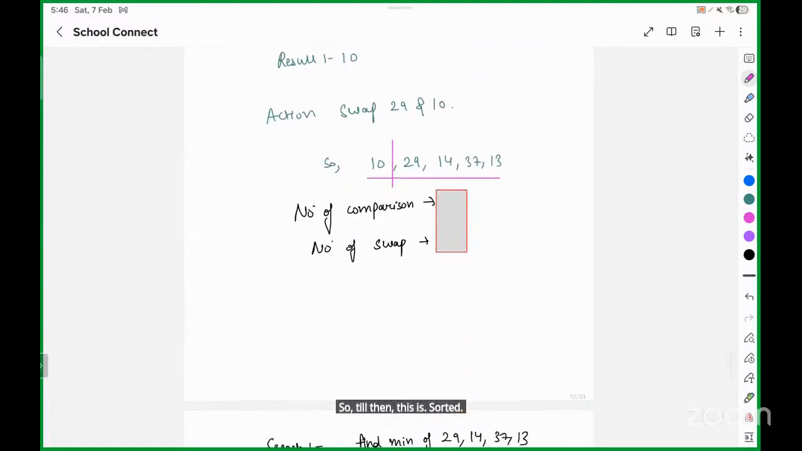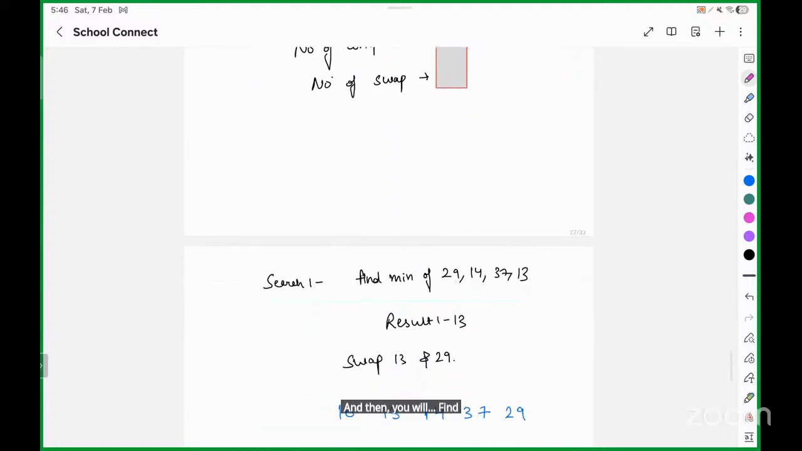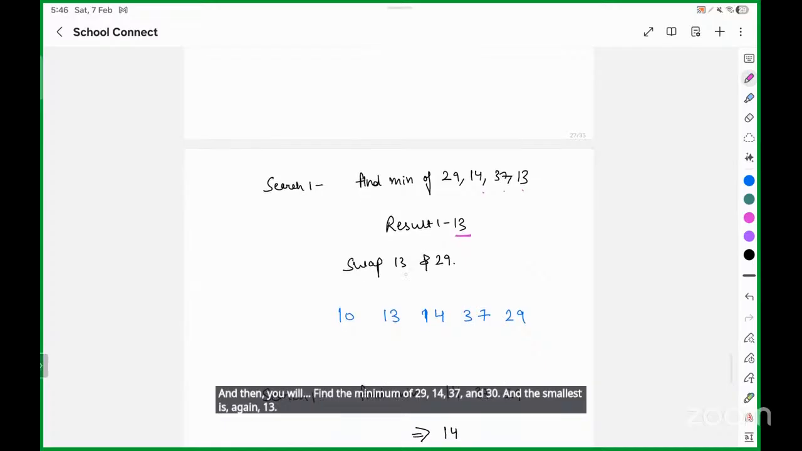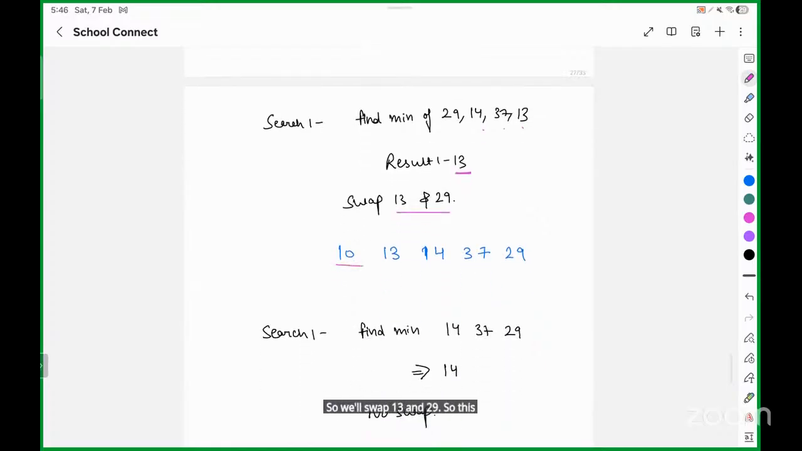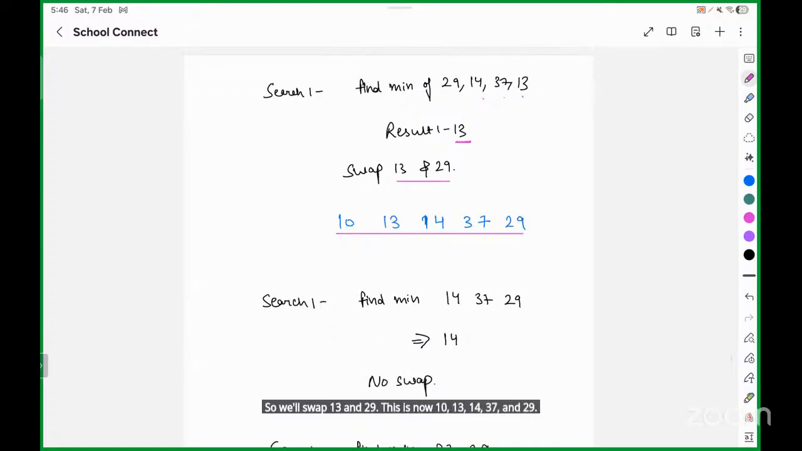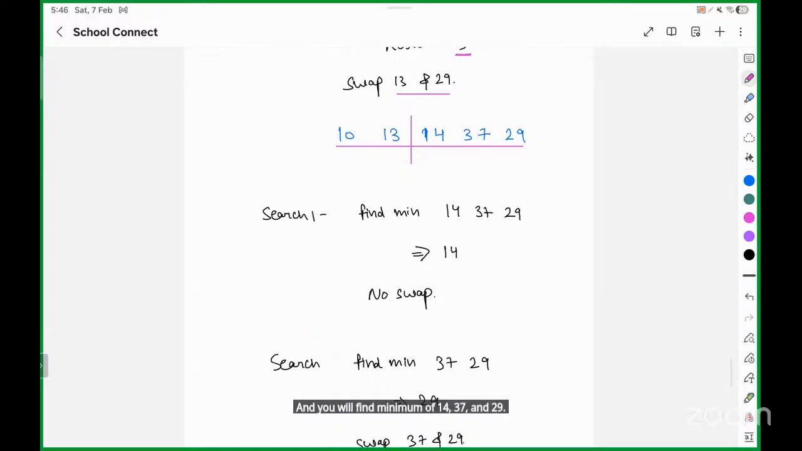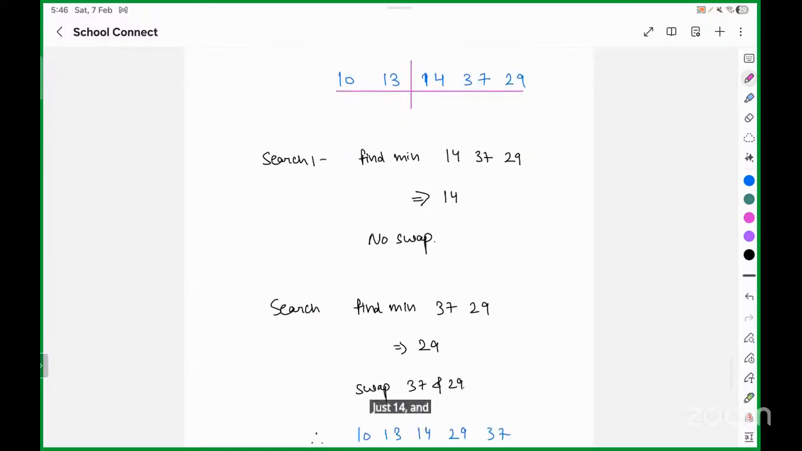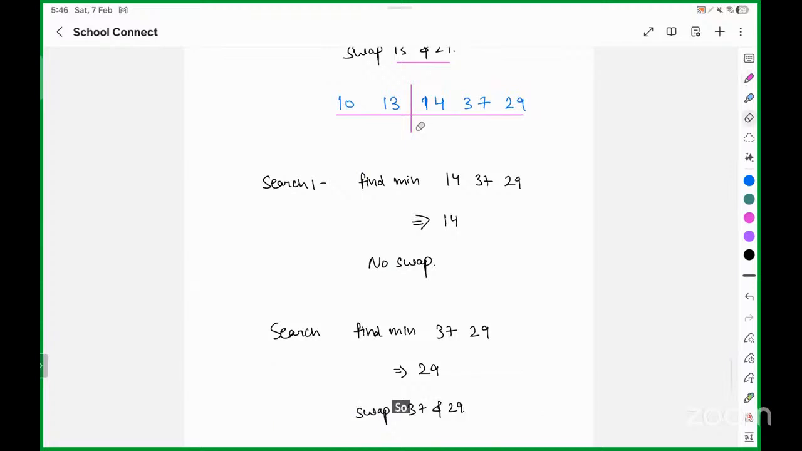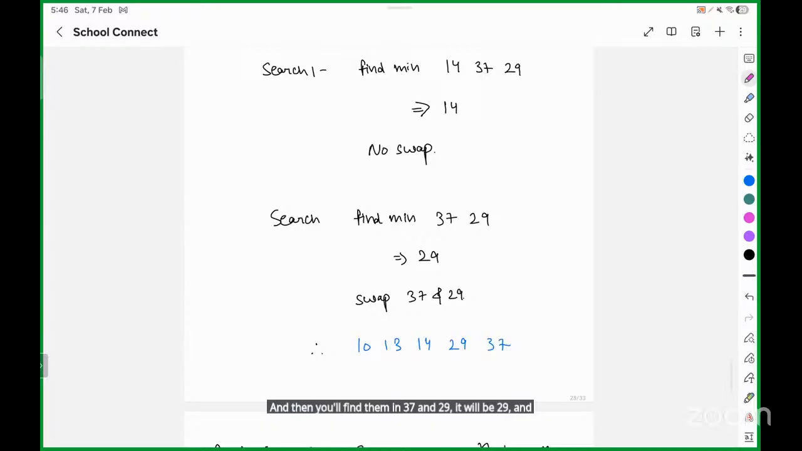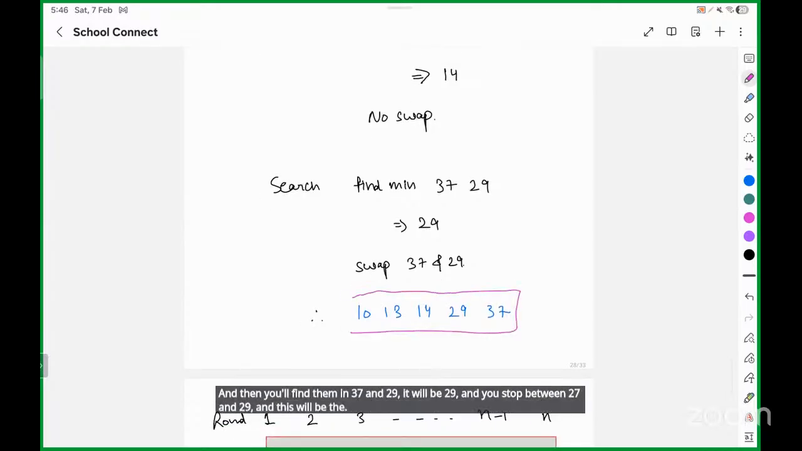And then you will find the minimum of 29, 14, 37, and 13. The smallest is 13, so we swap 13 and 29. The array is now 10, 13, 14, 37, and 29. Till now this is sorted. Then you find the minimum of 14, 37, and 29, which is 14. It is still here, so you don't need to swap. Now the array is sorted till this, and then you find the minimum of 37 and 29. It will be 29, and you swap 37 and 29, and this will be the sorted array.